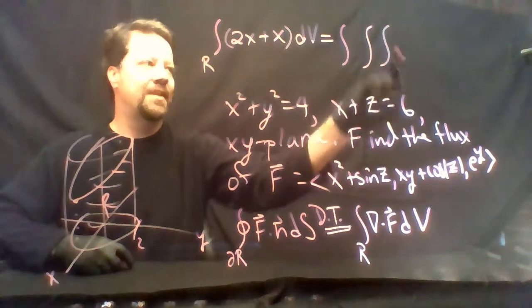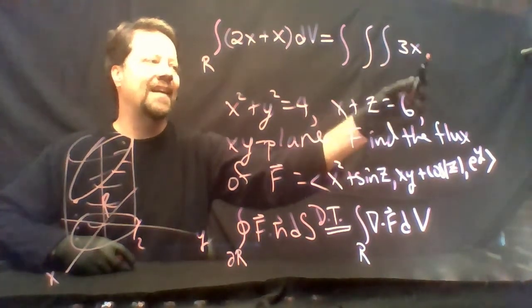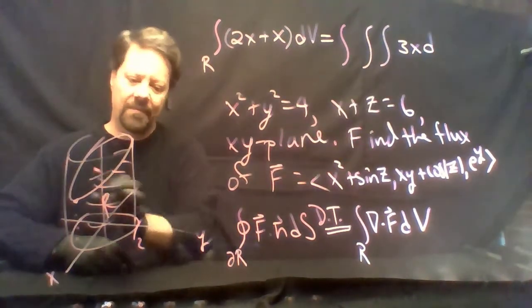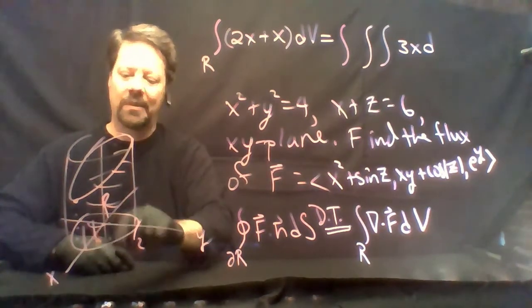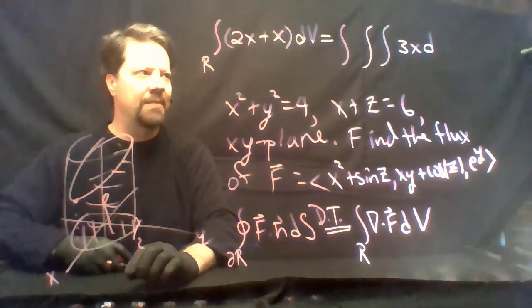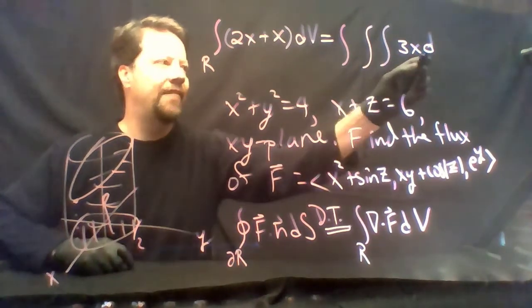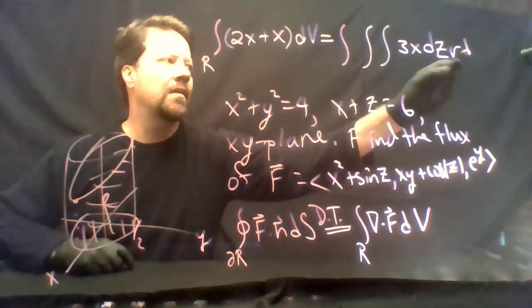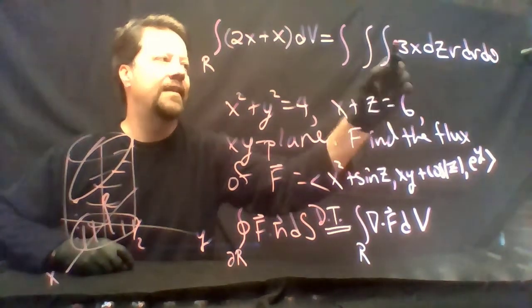We'll set this up as a triple integral. It's going to be of 3x. Now, when you project down into the xy plane, you end up with a disk. It looks like cylindrical coordinates might be easy to work with. So we'll have dz, r, dr, d theta.